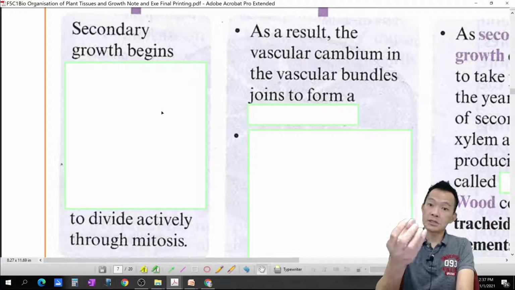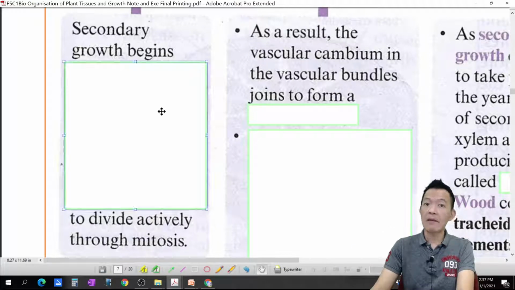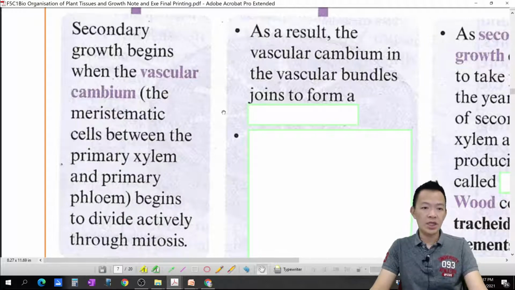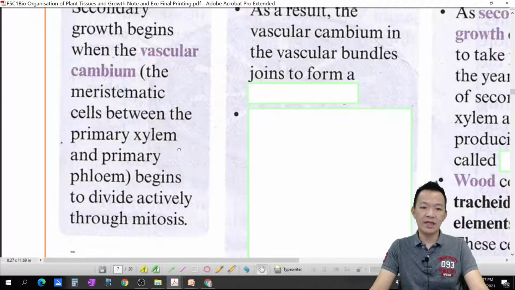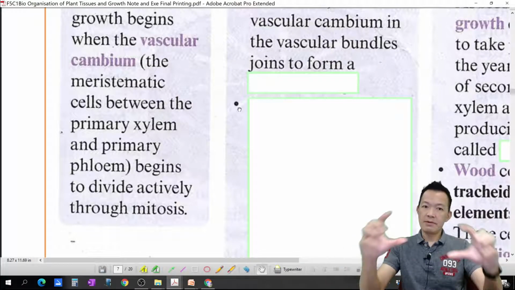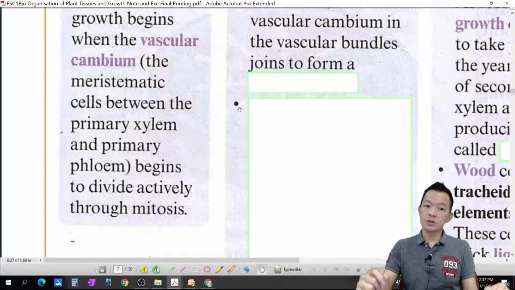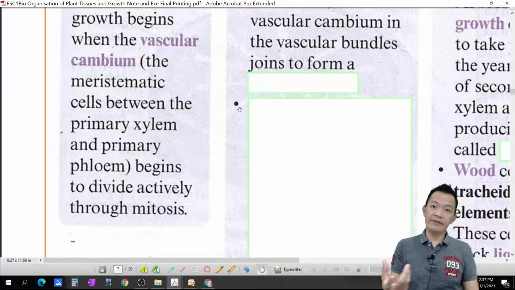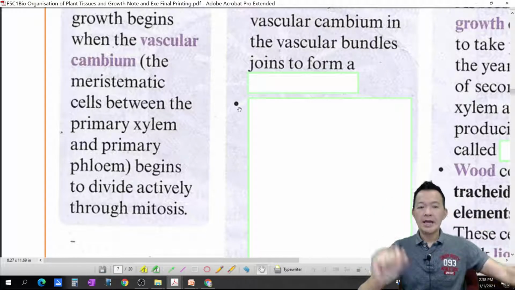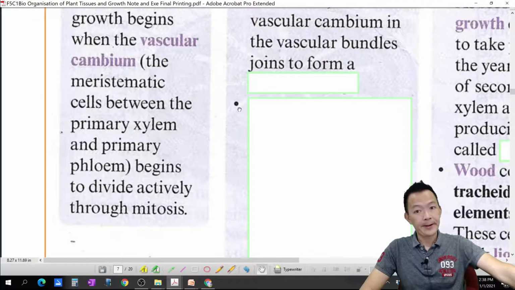undergoes mitosis and finally joins together to become a cambium ring. So when the vascular cambium, the meristematic cells between the primary xylem and primary phloem, begin to divide actively through mitosis, okay, 就是 vascular cambium tissue 一直分解, 结合变成一个圈, 这个圈呢就叫 cambium ring.